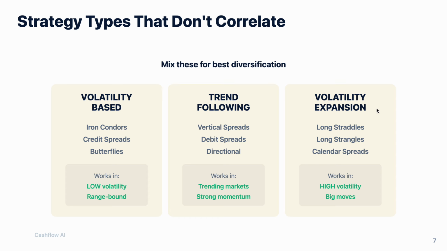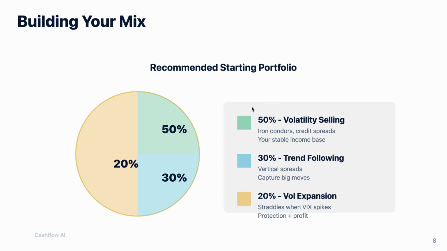And then there's volatility expansions. These ones are really, really good hedges to the volatility-based markets, right? So long straddles, long strangles, calendar spreads. These ones work really well in high volatility and really big moves. And if you're able to combine it with volatility-based trades and trend-following strategies, well, you're going to have a very good, diverse portfolio.